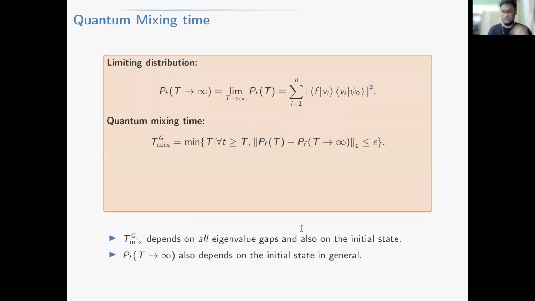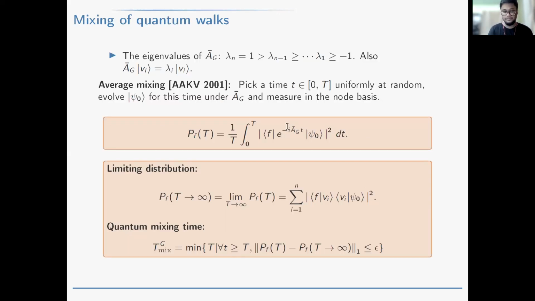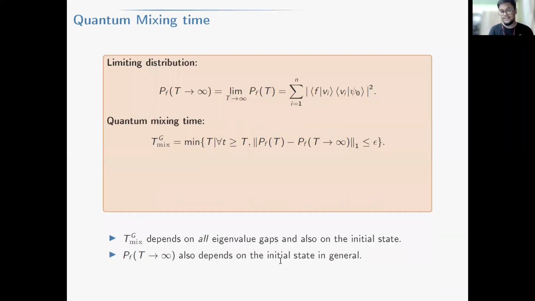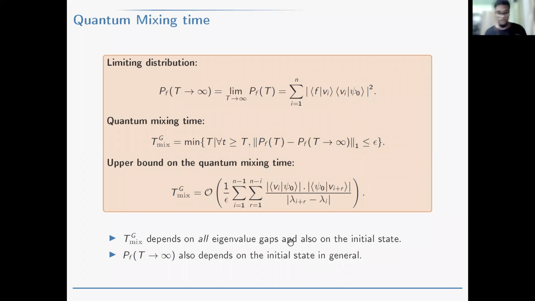So immediately what you see is that if you just solve this equation and you apply this definition, you get a nice upper bound for the quantum mixing time. Don't worry, this expression is not very complicated. You already notice some differences. These are just overlaps of your initial state with the various eigenvectors. These are just gaps between the various eigenvalues of your Hamiltonian, which is the normalized adjacency matrix.